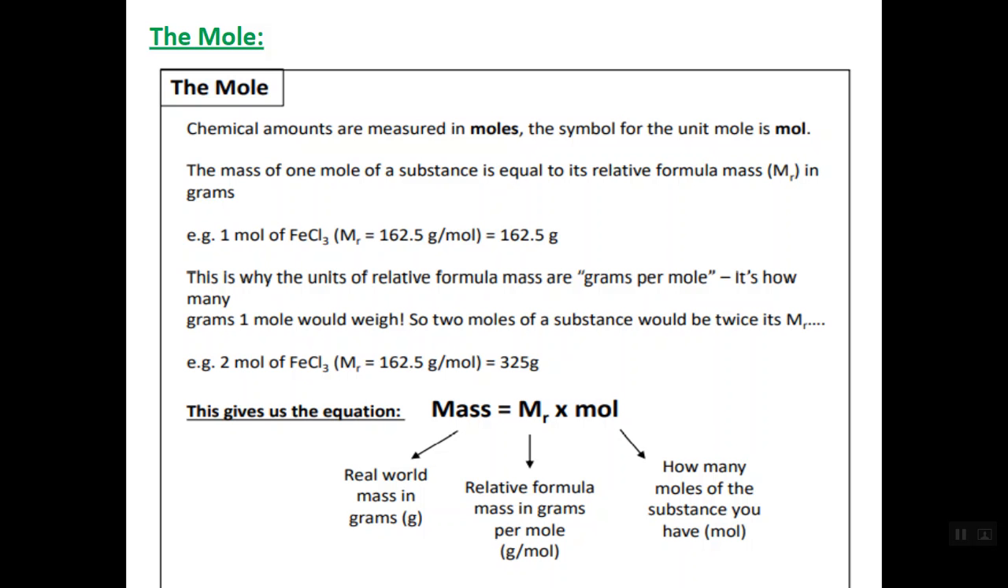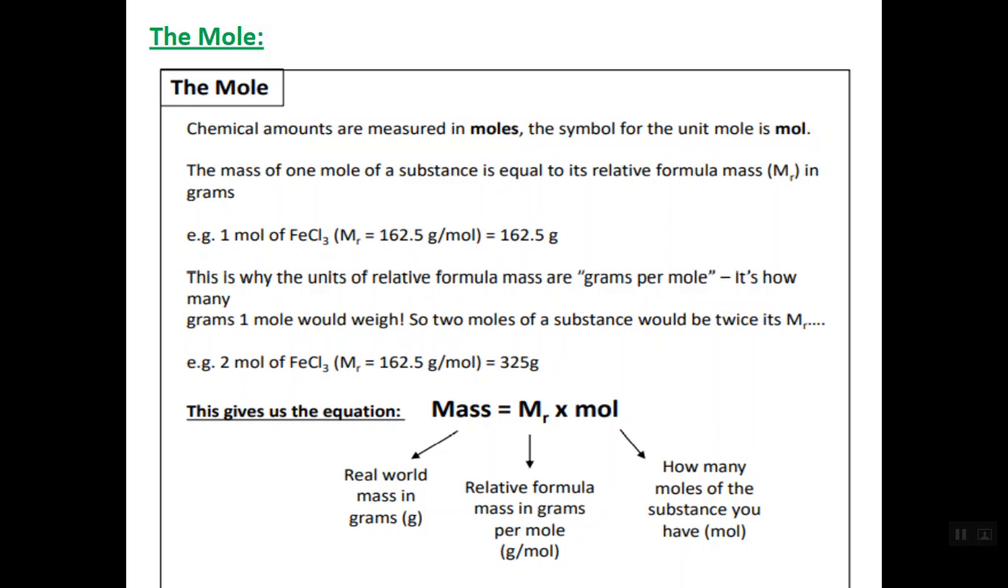The mass of 1 mole of a substance is equal to its relative formula mass in grams. Even if you are thinking, Miss, I don't really understand this mole thing, you know what the relative formula mass is. You've worked out the relative formula mass. So 1 mole equals the relative formula mass of the compound. You can see here, 1 mole of iron chloride is 162.5 because you've added iron to 3 chlorides and you've got 162.5, and that is 1 mole.